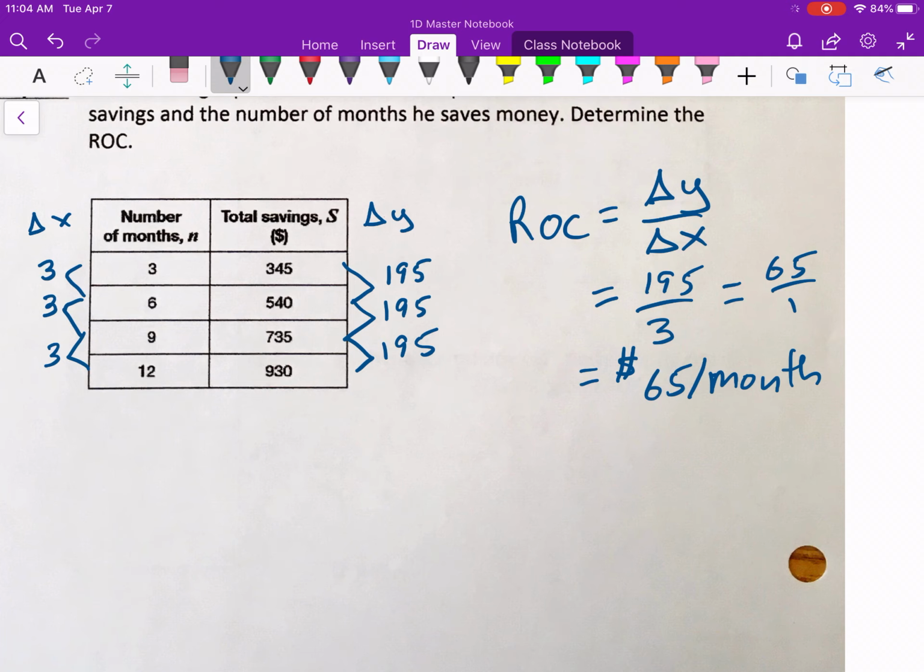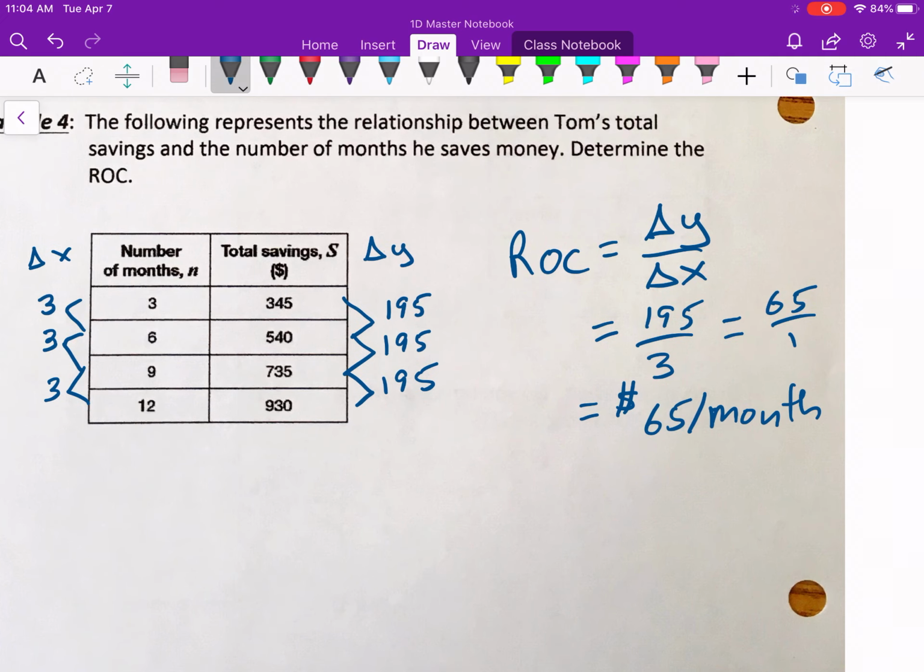So the rate of change is $65 a month, and Tom is saving $65 a month. That's the rate of change. If he were to increase his savings to $75 a month, well, then that would be a greater rate of change.